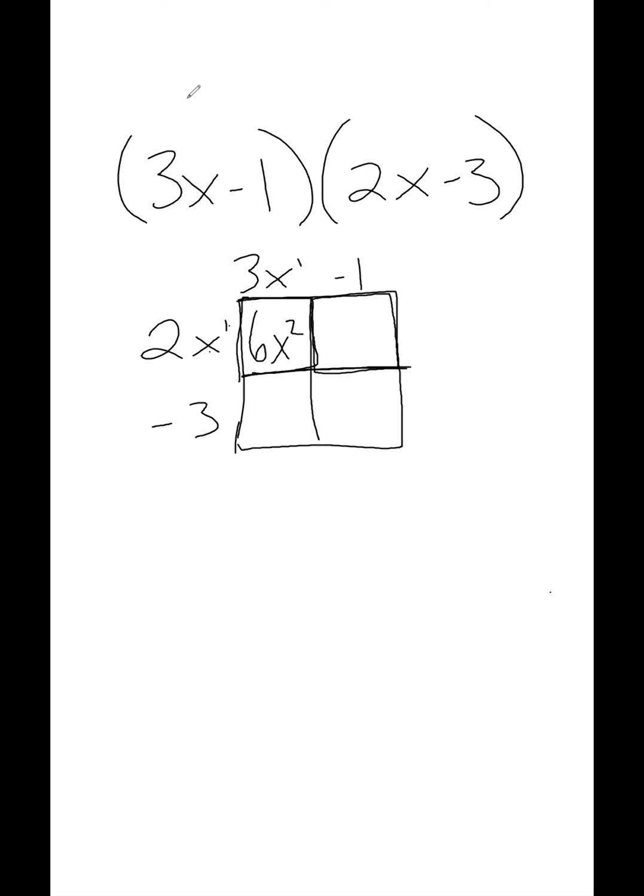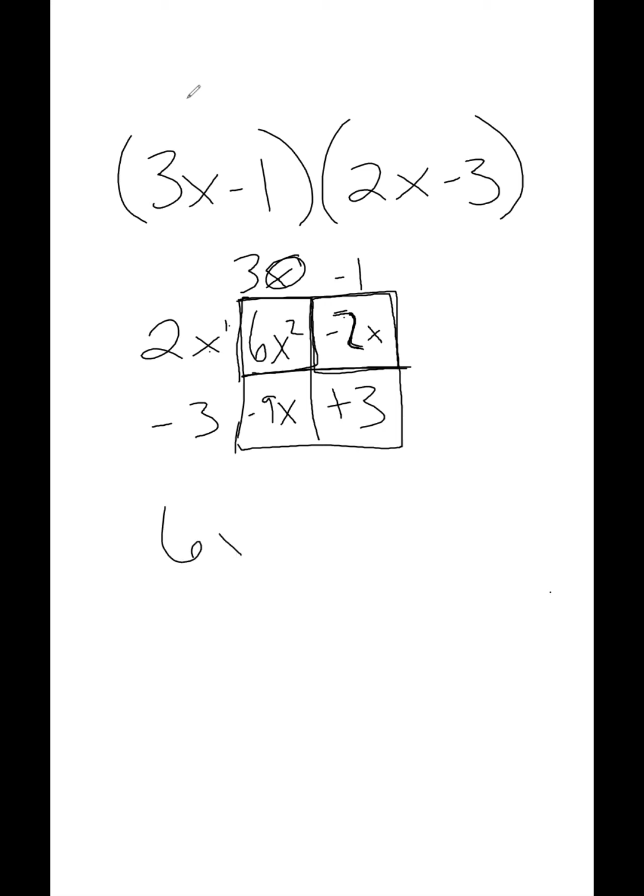2 times negative 1 is negative 2. And then I only have 1 x. I don't have another x to multiply it with, so it basically just stays there. Negative 3 times 3 is negative 9. And again, I only have 1 x right here, so it just gets 1x. Negative 3 times negative 1 is positive 3, because a negative times a negative is a positive.